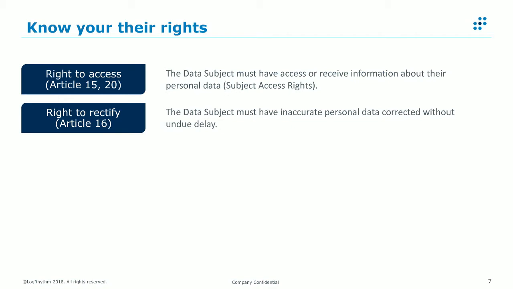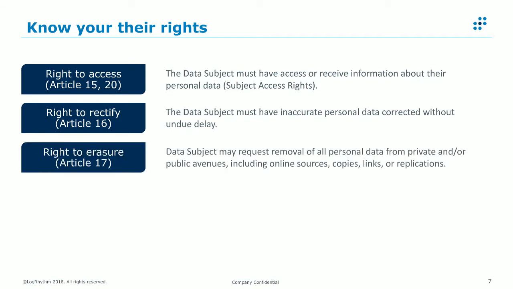The right to rectify means that the data subject can change inaccurate personal data, which means that they have to be able to see the data, they have to have a mechanism to tell you what's wrong, and then you have to have a response to fixing it. Right to erasure is probably one of the tougher ones because this is something you haven't seen in any other kind of compliance, which is that the data subject may request removal from your system.